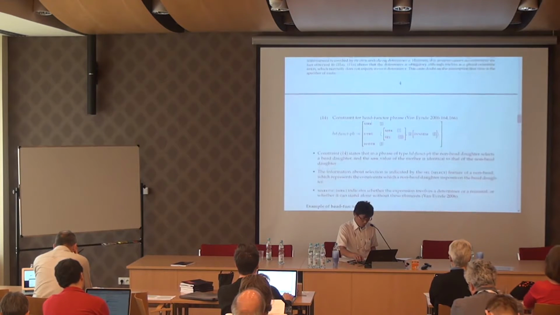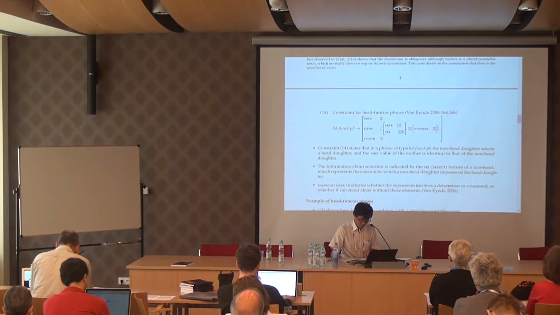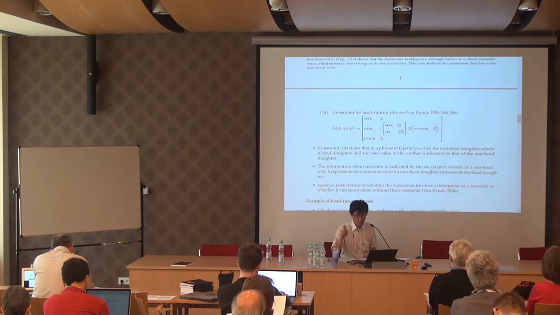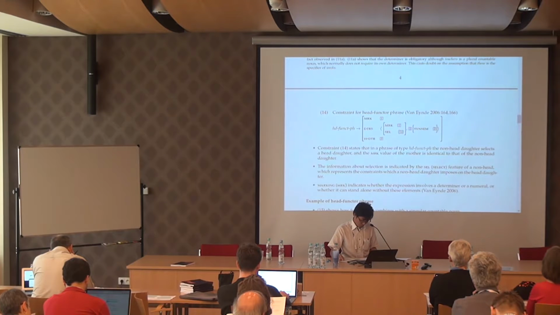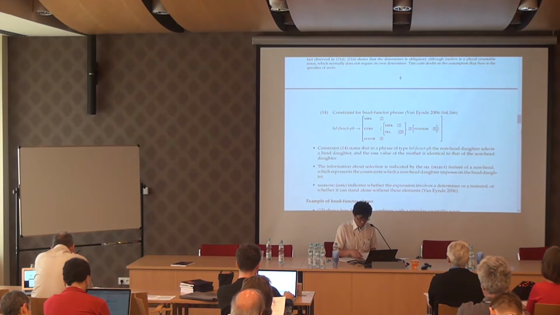Well, combination of a determiner and a head nominal is a head functor phrase, which is subject to the constraint in number 14. Number 14 states that in the phrase of type head functor phrase, the non-head daughter selects the head daughter, and the marking value of the mother is identical to the head daughter. Here, the information about selection is indicated by the select feature of the non-head. Select is indicated by SEL. And the SEL feature represents the constraints which a non-head daughter imposes on the head daughter.